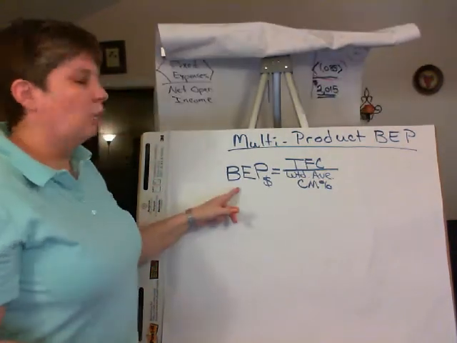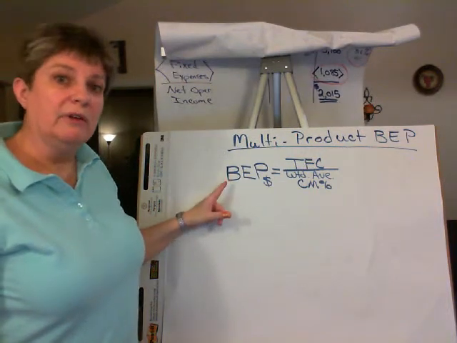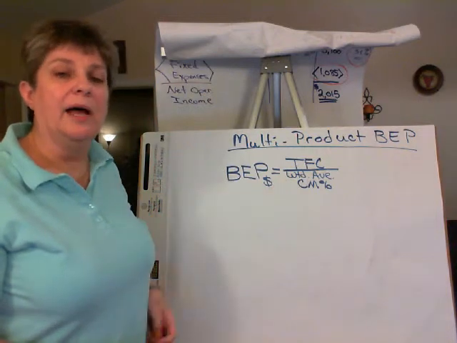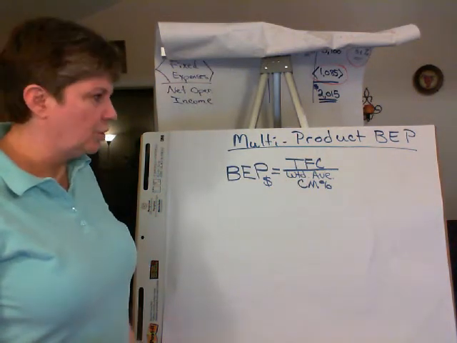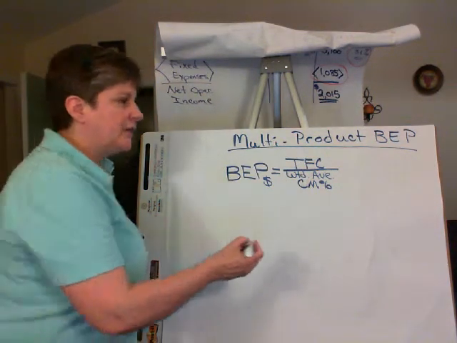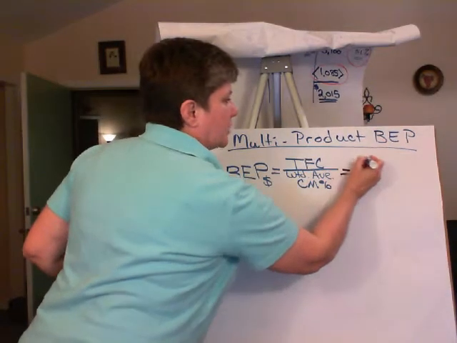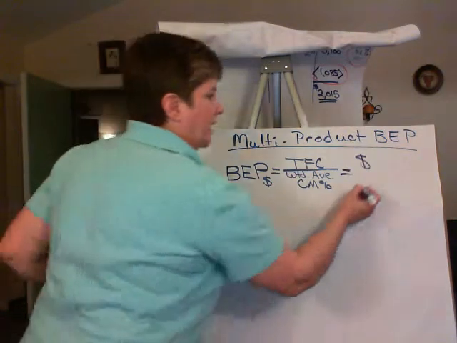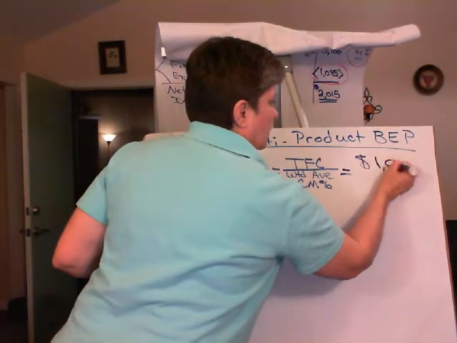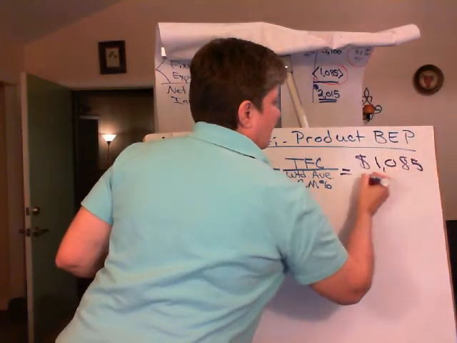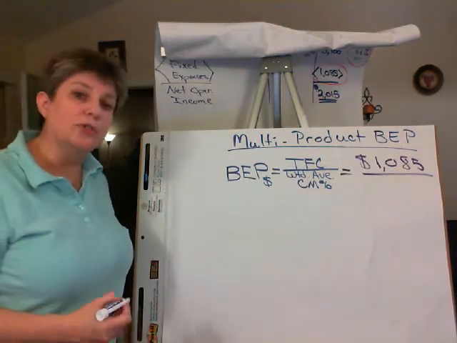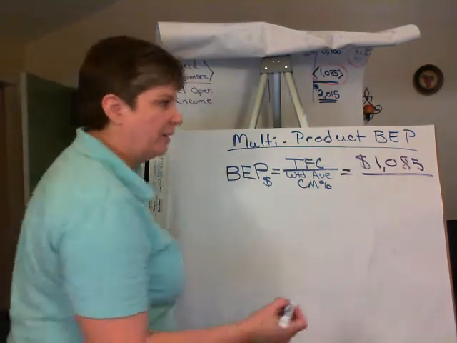Now, remember the basic formula for break-even point in sales dollars is total fixed cost divided by the weighted average contribution margin ratio. And for this set of data, our total fixed cost for the company as a whole was $1,085. And our weighted average contribution margin was 31%.